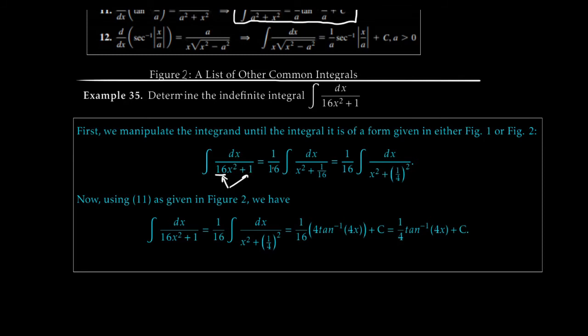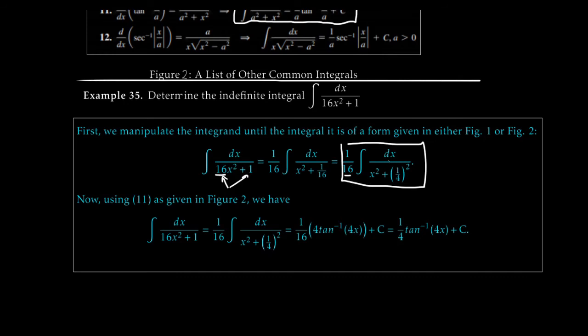So I have 1/16 times the integral of dx over x squared plus 1/16. Now, all I have to do is notice that 1/16 is 1/4 squared. And bada bam, I got this guy. I have taken my original integral and turned it into something of the form I have up here, other than that constant out front. That constant out front is just going to stick around. It doesn't matter. We'll just leave it till the end and we'll be good to go.